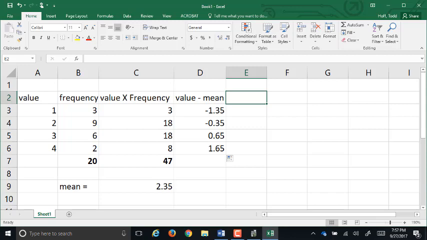In our regular standard deviation, after we subtracted, what was our next step? Square them. So negative 1.35 squared is 1.8225. Negative 0.35 squared is 0.1225. 0.65 squared is 0.4225. 1.65 squared is 2.7225. I'm going to pause for you guys to copy those down, don't worry.